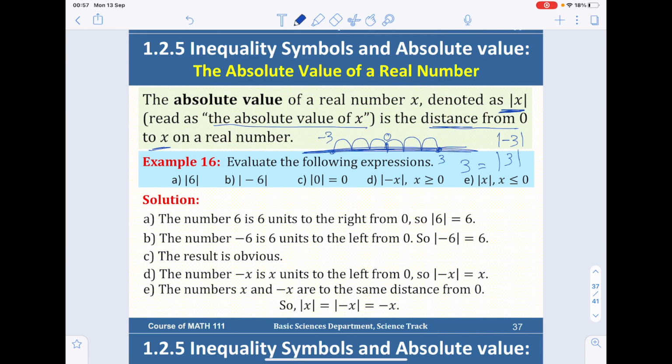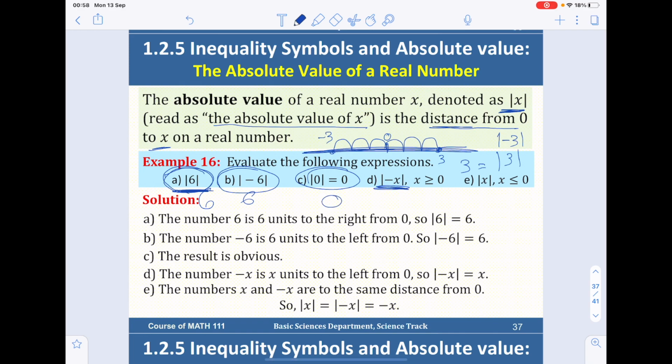Okay, so to evaluate the following expressions, it's easy to find the absolute value if you want to find the absolute value of a specific or known number. So the absolute value of 6 equals 6, and negative 6 would also be 6, and 0 would be 0.